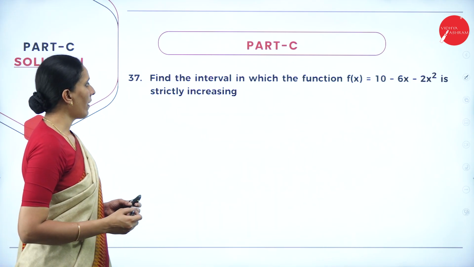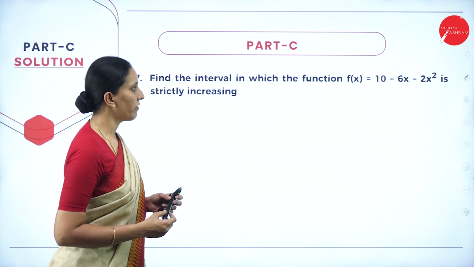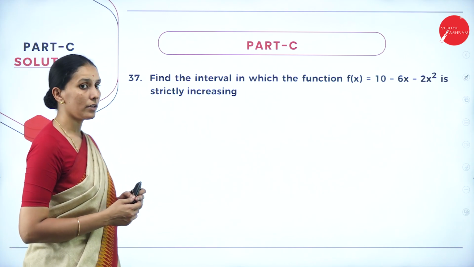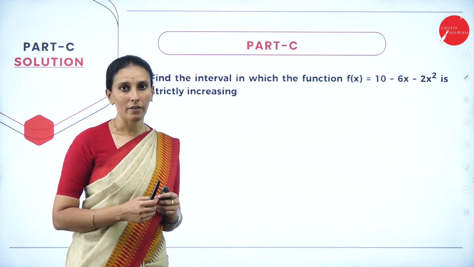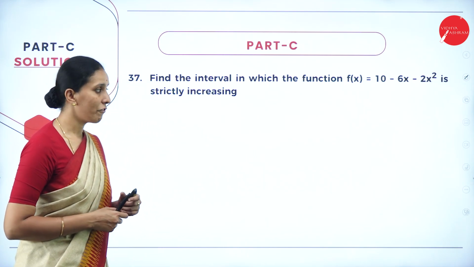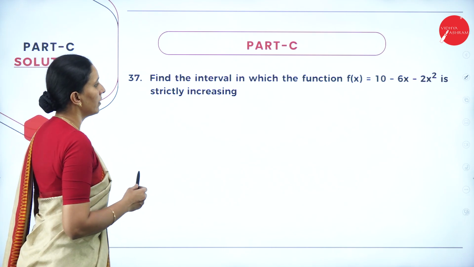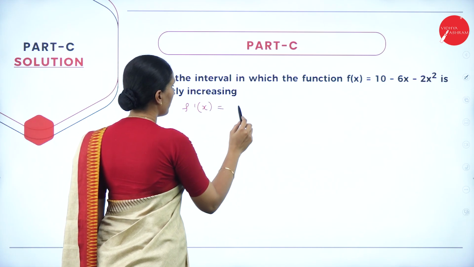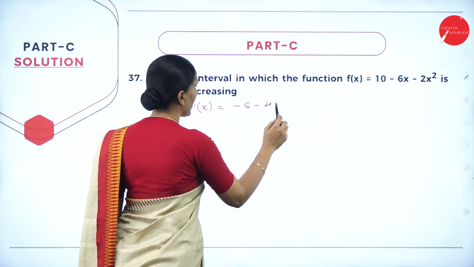Next question. Find the interval in which the function f of x is equal to 10 minus 6x minus 2x square is strictly increasing. So, the question number 37 will be from application of derivative on increasing and decreasing functions. So, here we have a function. Let's take f dash of x. Then we get minus 6 minus 4x.